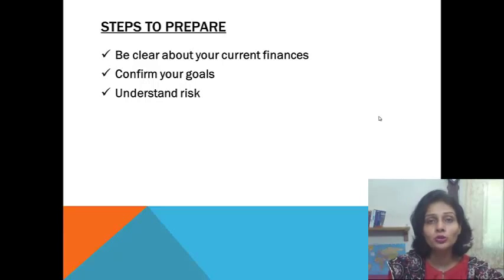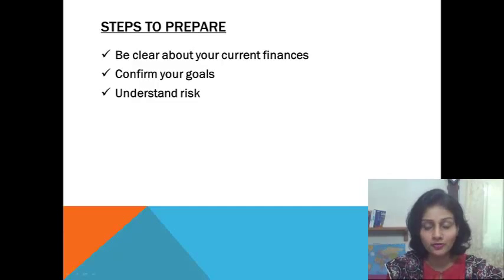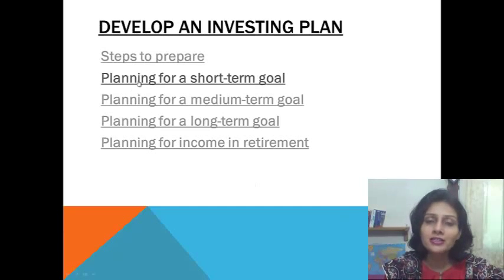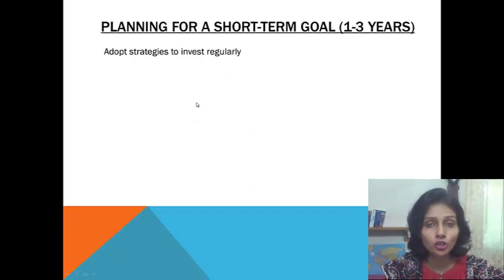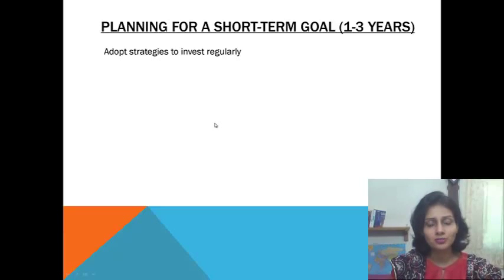Now, before moving to the next presentation, which is on investment types and on investment plans, I want to discuss a little more in detail the kind of goals and how you're supposed to define your goals. Let's first talk about planning for short-term goals. What are short-term goals? Short-term goals are your financial goals for the next 1 to 3 years.